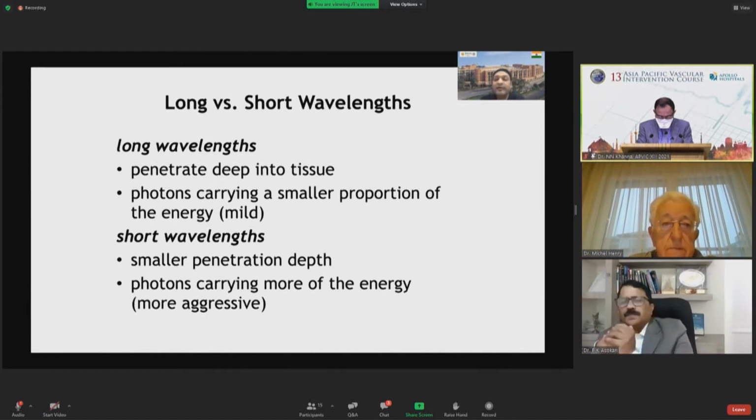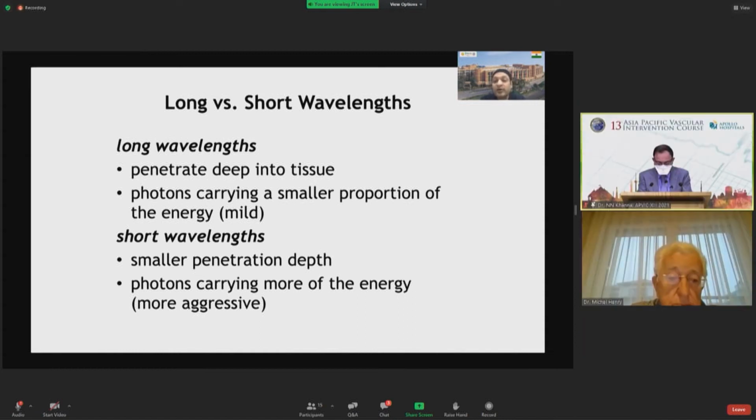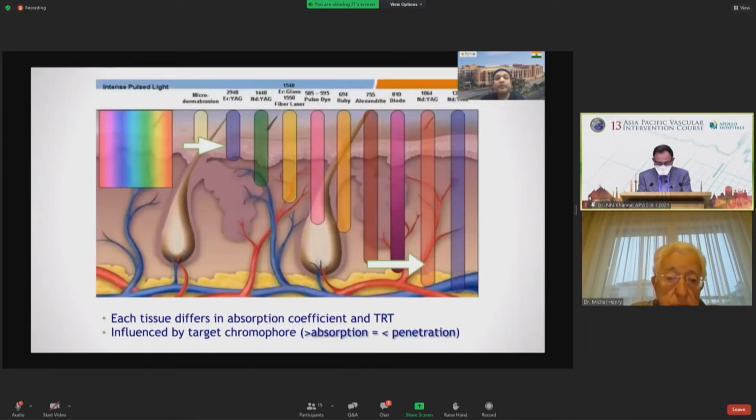Now, if you have a longer wavelength laser, it penetrates deep into the tissues. It will go much deeper, but the photons will carry a smaller proportion of energy. But when we use a shorter wavelength, let's say a KTP laser, it acts on the superficial skin, but it has much higher energy. That's why it is much more aggressive, so you have to be a bit more careful.